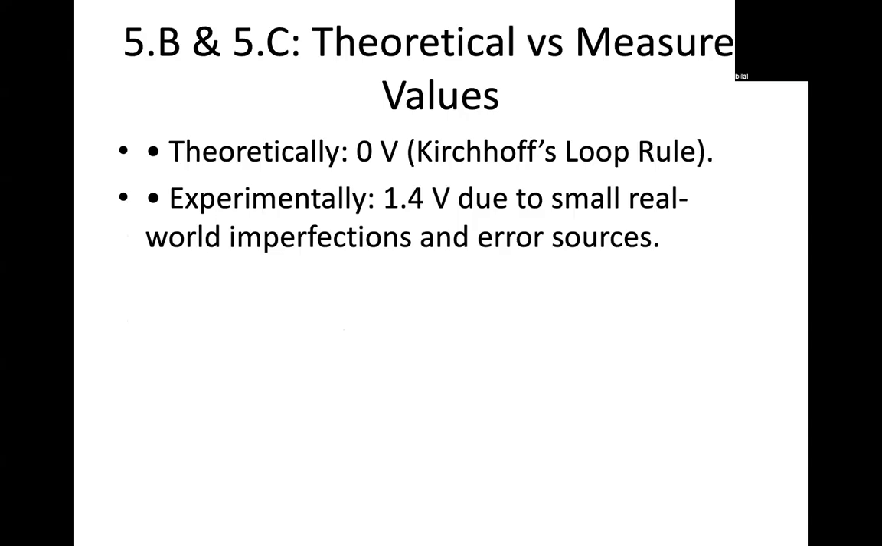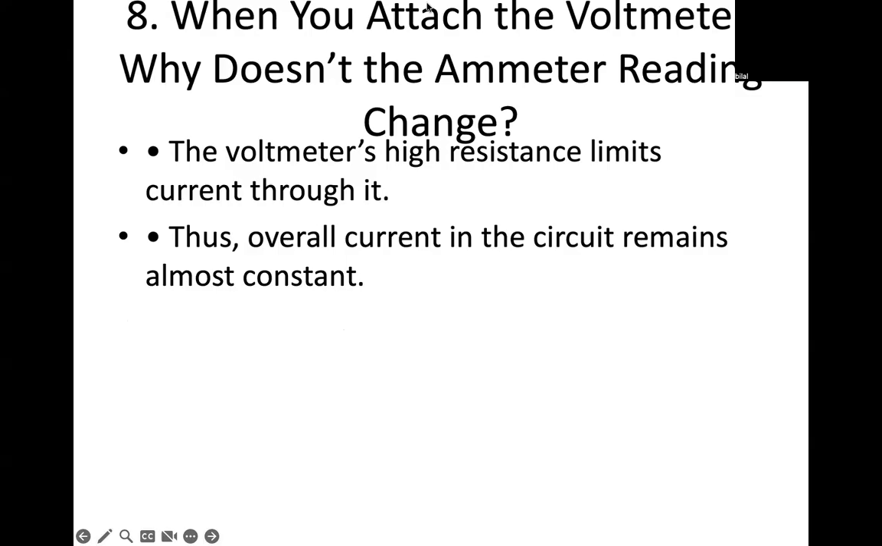Now, according to Kirchhoff's law, the total potential difference should add up to 0 volts. However, in our measurements, we found a difference of about 4.4 volts, which we attributed to small imperfections, device calibrations, or environmental effects. Now, when we tested the voltmeter, the ammeter reading barely changed. That's because voltmeters have extremely high resistance, so almost no current flows through them. As a result, the total current in the circuit stays nearly the same.